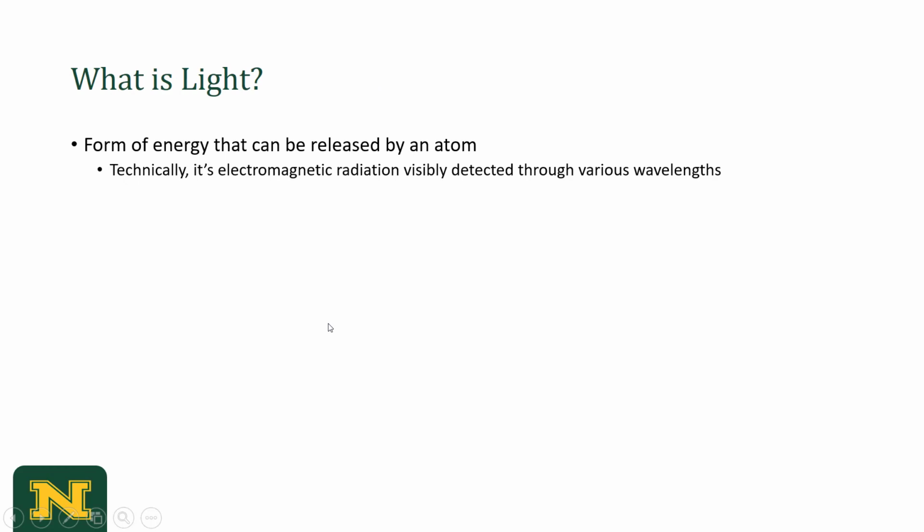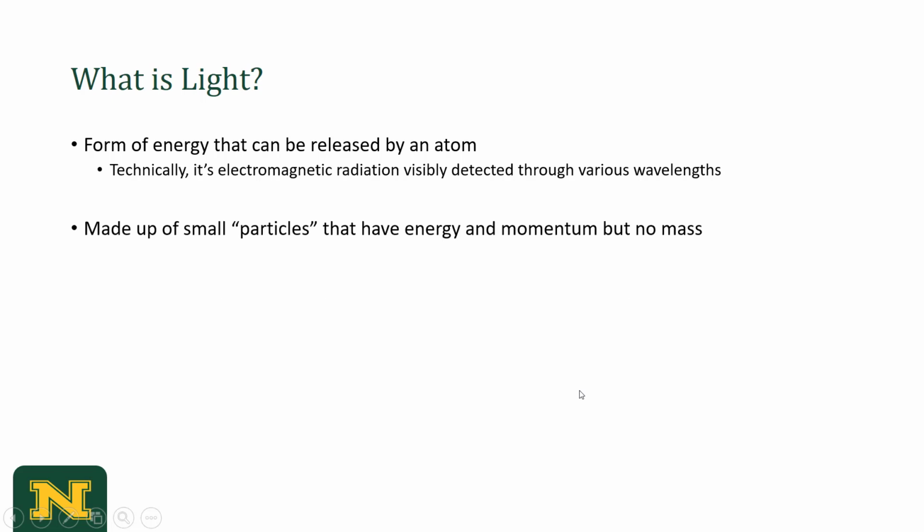So what is light? Light is a form of energy that can be released by an atom. The reason why I like to talk about it is because I think it's not only a cool concept, but it's also important to understand just how it works in general. So technically what it is is electromagnetic radiation that's visibly detected through various wavelengths. So we're seeing the different wavelengths within.